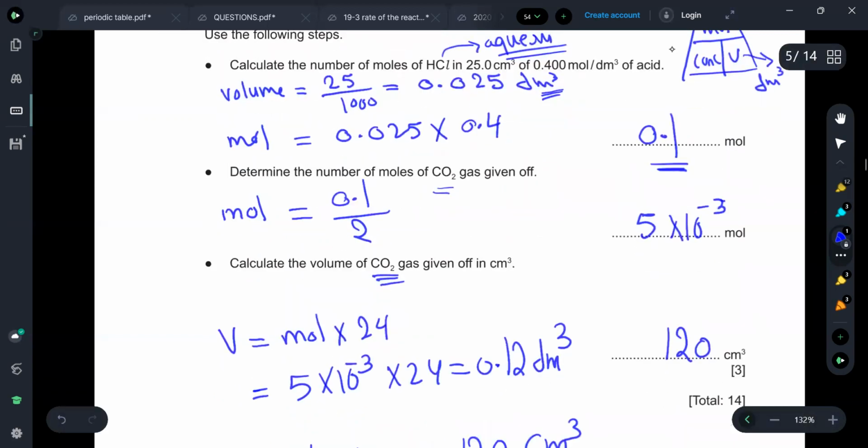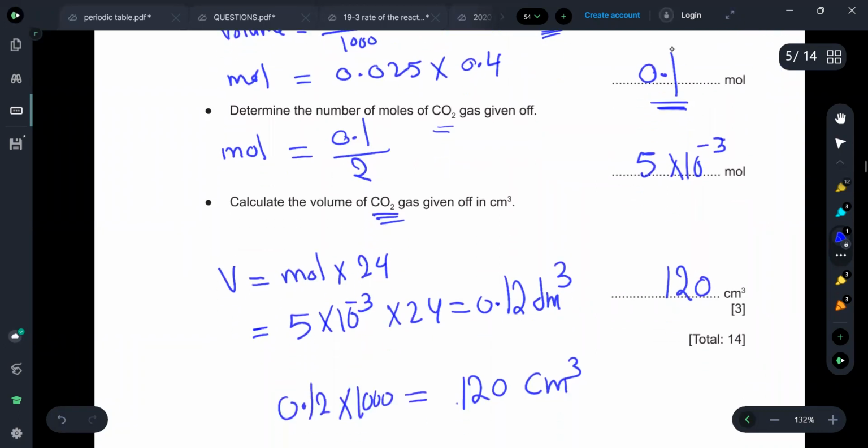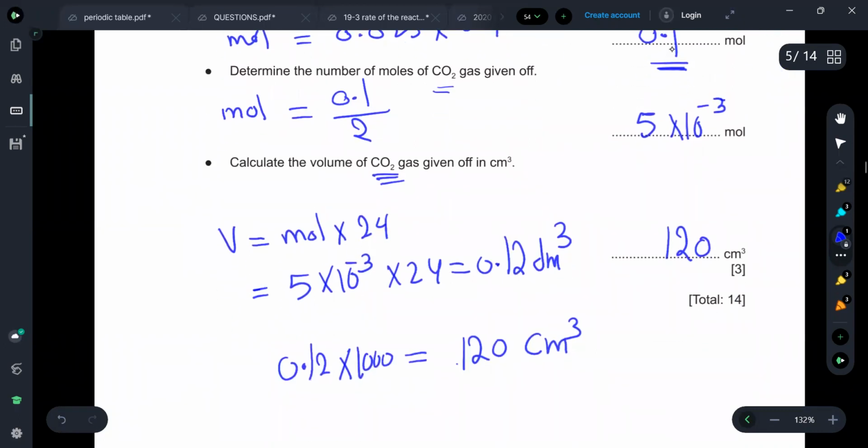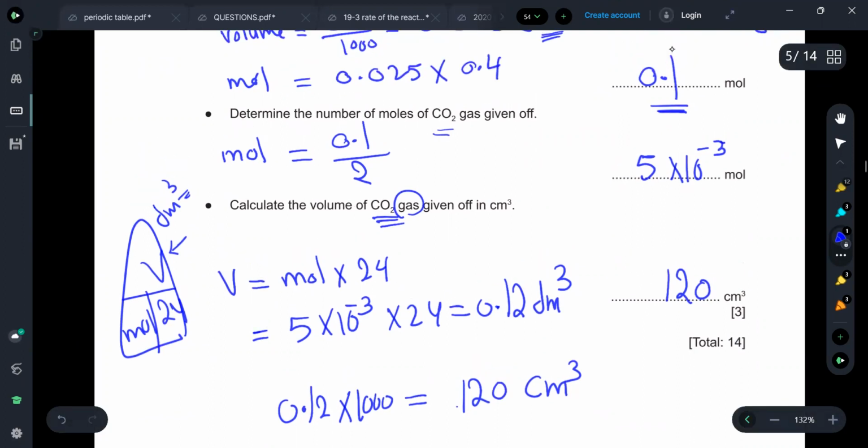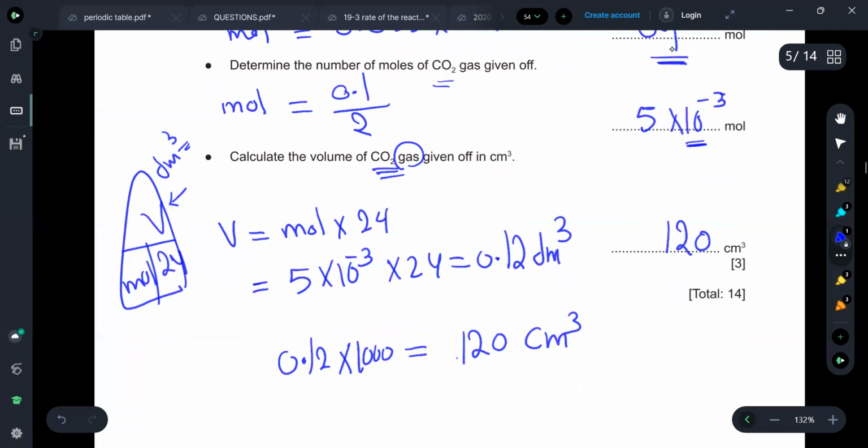Then how to calculate the volume of carbon dioxide gas given off in cm3? Use the equation for gas, which is moles equals volume divided by 24. Take care, volume must be in dm3. So to get volume, moles times 24. Moles we already have from the previous step. So moles times 24 will be 0.12 dm3.